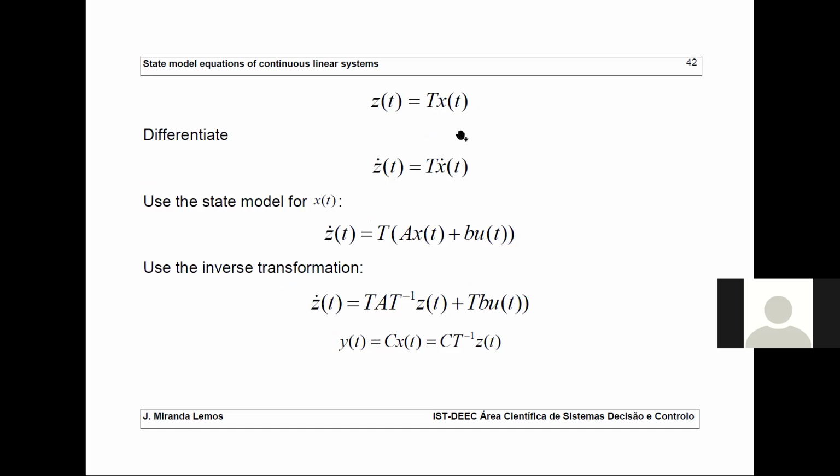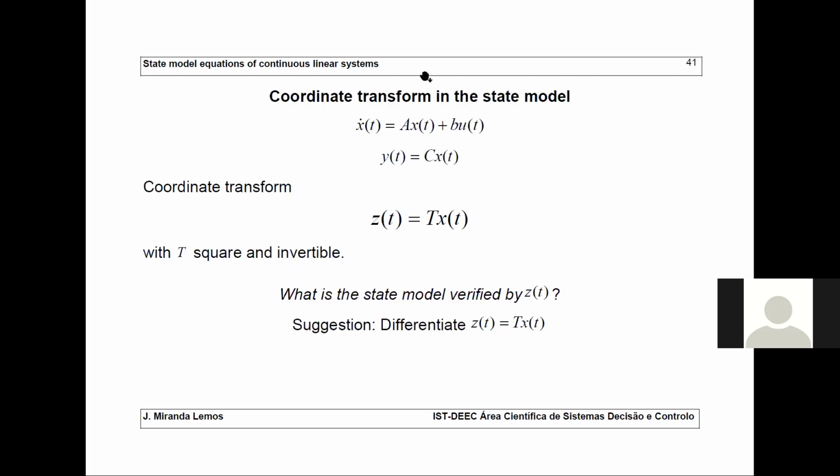One thing is the definition, and the other thing is what we do with it. The definition in this case tells us what X is and what Z is. X satisfies the state model, and Z is related to X by T. So this is a kind of definition of what Z is. Remember these two definitions, we are going to use them.